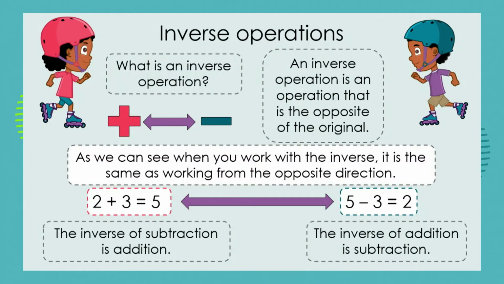So what is an inverse operation? An inverse operation is an operation that is the opposite of the original. So plus and minus. As we can see, when you work with the inverse, it is the same as working from the opposite direction. So 2 plus 3 would give us 5, and then if we take 5 minus 3, it gives us 2. So the inverse of subtraction is addition, so the opposite of minus is plus, and the inverse of plus is minus. The inverse of addition is subtraction. Right, let's have a look.